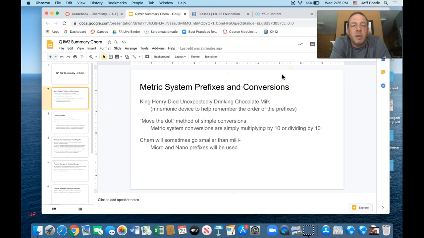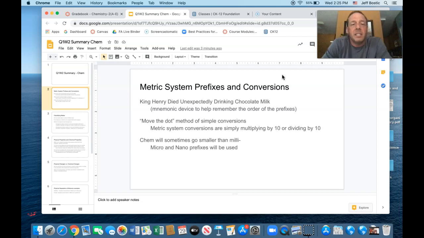This week in class we covered a couple of different things. Starting with the metric system, we talked about the different prefixes and the conversions that you can do in the metric system. We used a mnemonic device: King Henry died unexpectedly drinking chocolate milk to help you remember the order of the prefixes: kilo, hecto, deca, the unit, deci, centi, and milli.